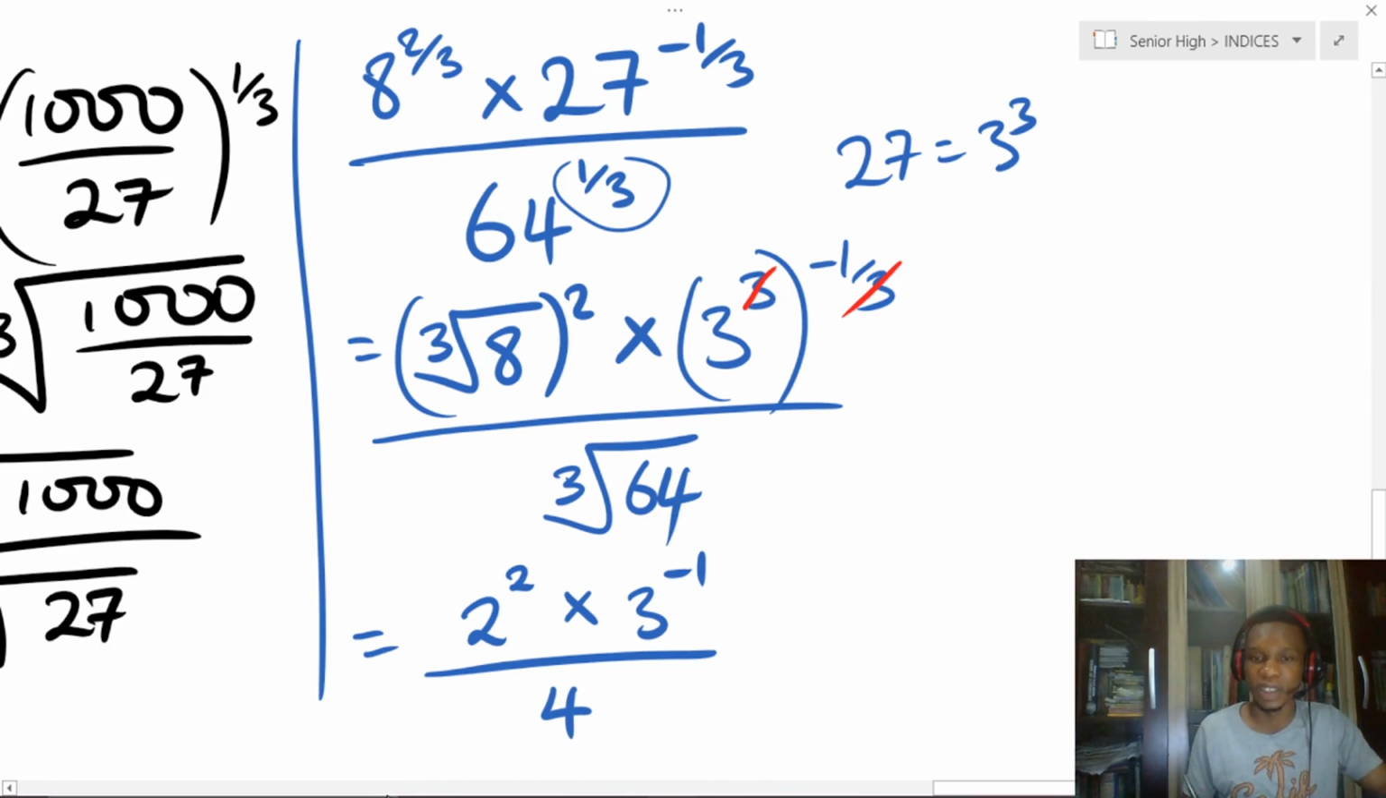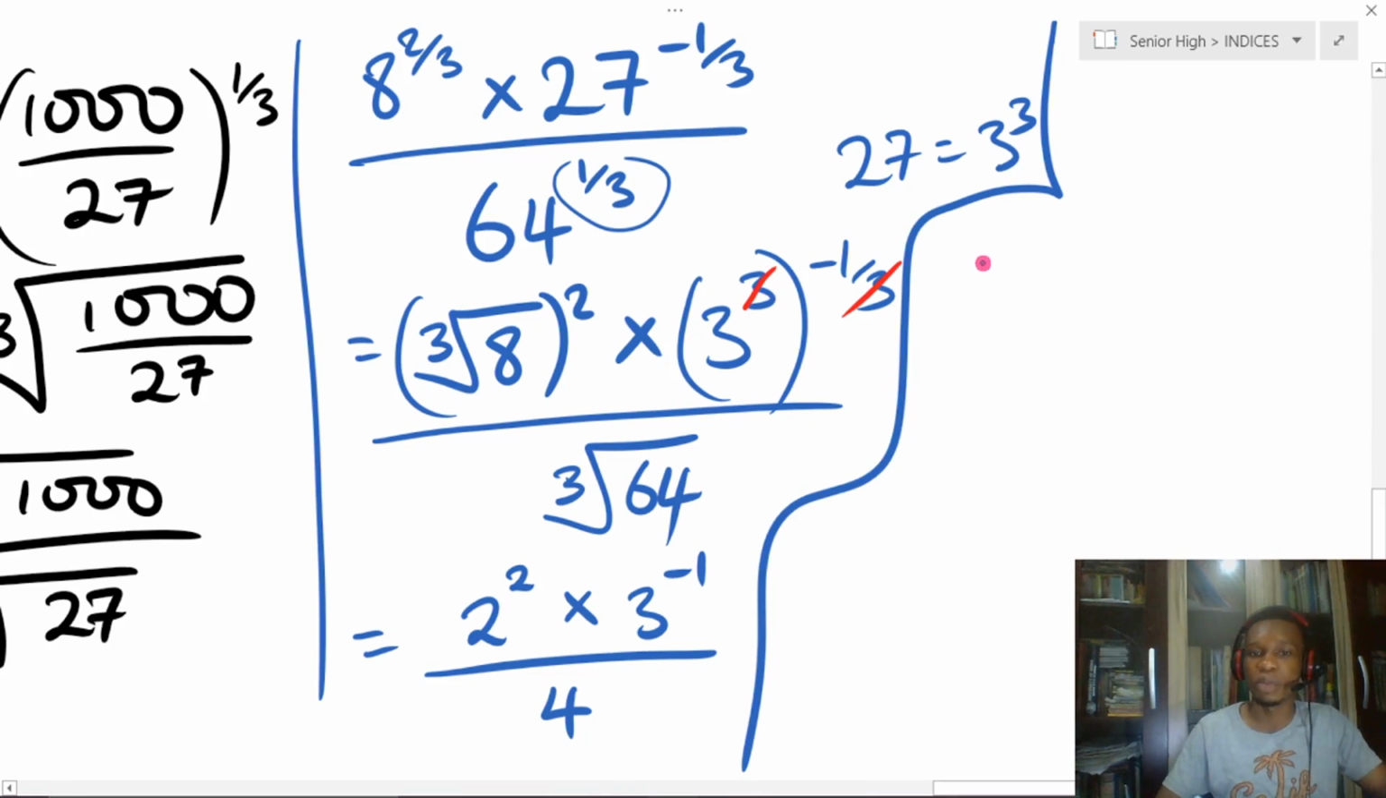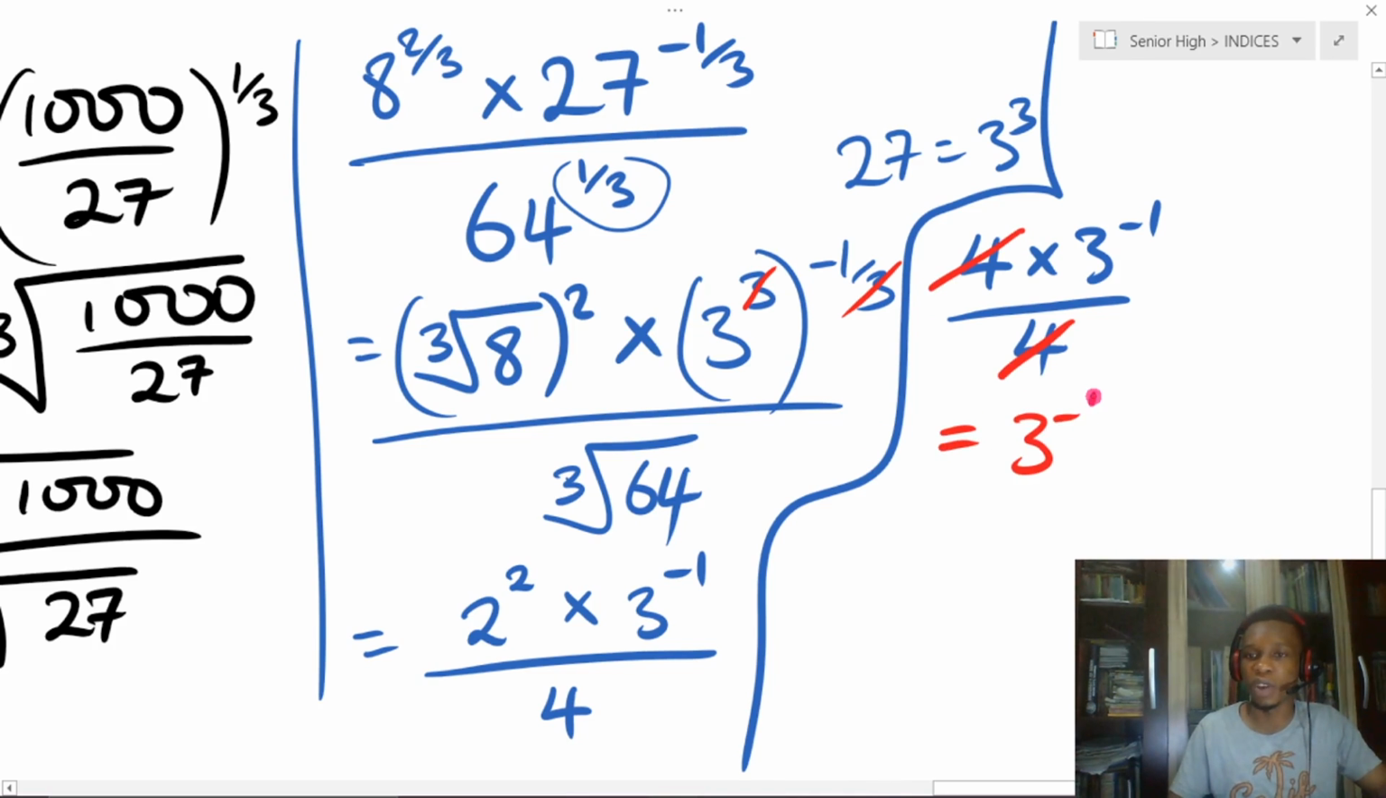Is that okay? Yes. So we can then proceed by saying 2 raised to the power 2 is 4. 4 times 3 raised to the power minus 1 over 4. Now I can tell you quite categorically that 4 can cancel out 4 here. Is that not so? And what's the final answer? 3 raised to the power minus 1, which can also be written as 1 over 3. And that's the end.